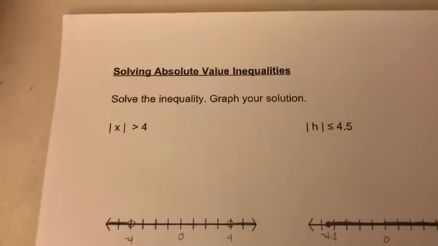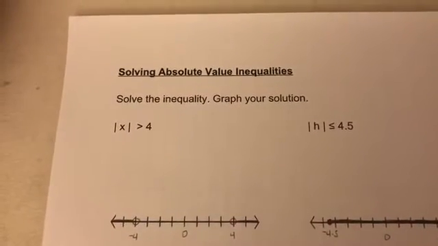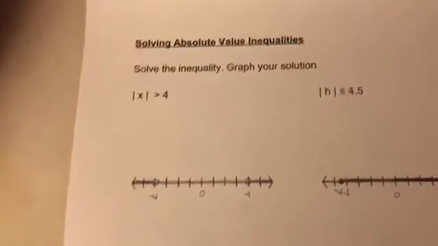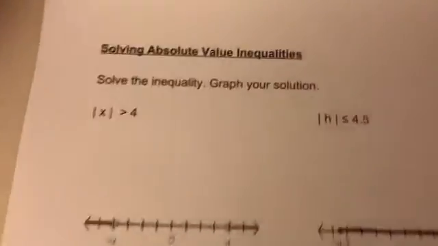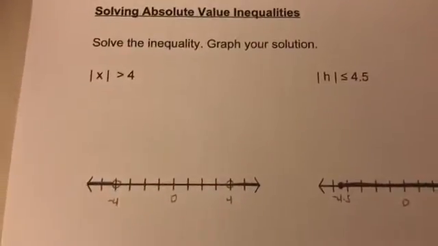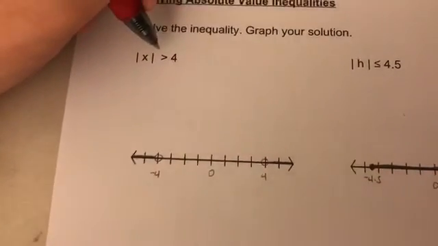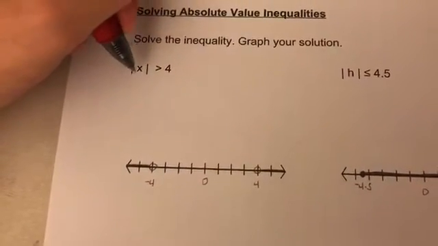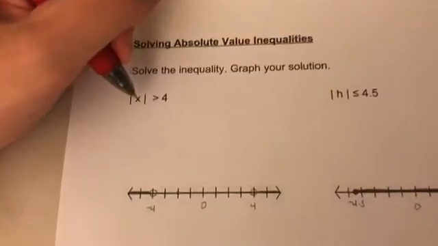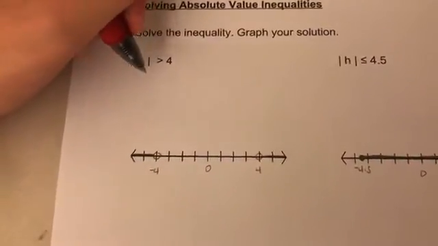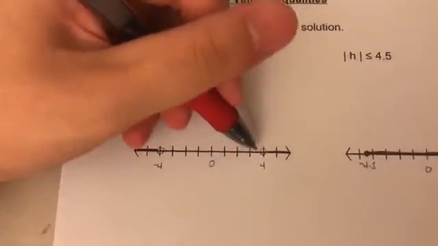Hi guys, we are going to solve some absolute value inequalities. So we will be solving these four and we will also graph our solution. So let's start with this one. It says that x in the absolute value is greater than 4. And we can do that by putting the points both at 4.